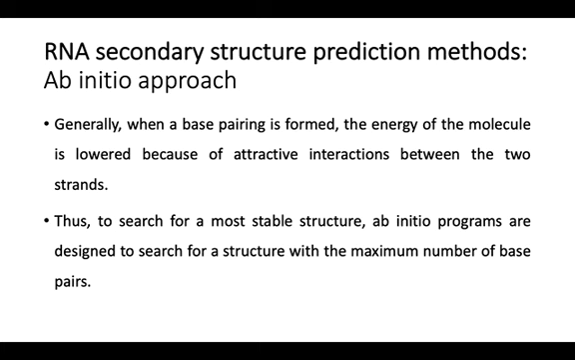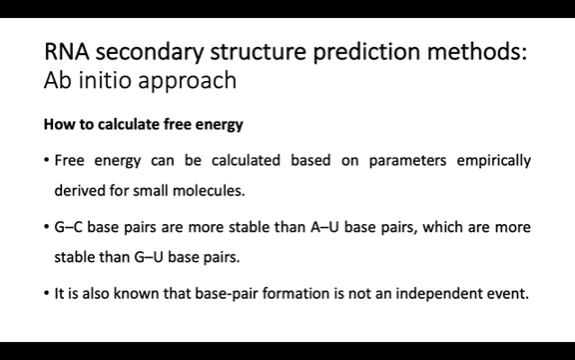One point to consider here is that our algorithm can or cannot predict more than one structure, but among them we always go for the structure with the maximum number of base pairs, because it gives us the lowest free energy. So how do we normally calculate the free energy? Free energy can be calculated based on parameters empirically derived for small molecules. For example, GC base pairs are more stable than AU base pairs, which are more stable than GU base pairs.